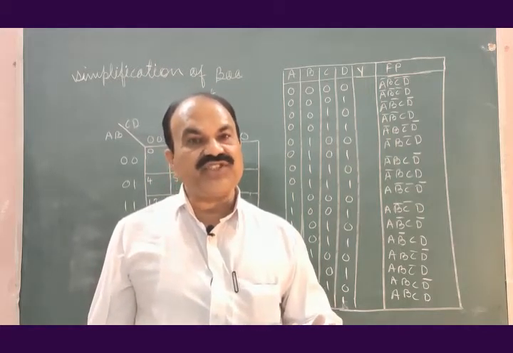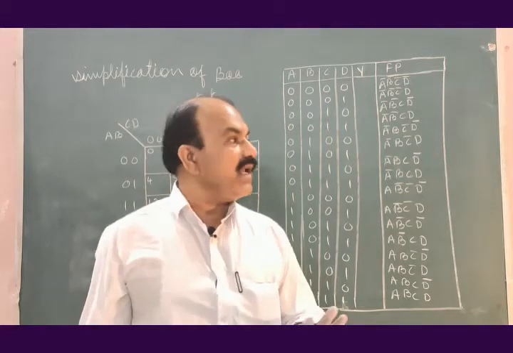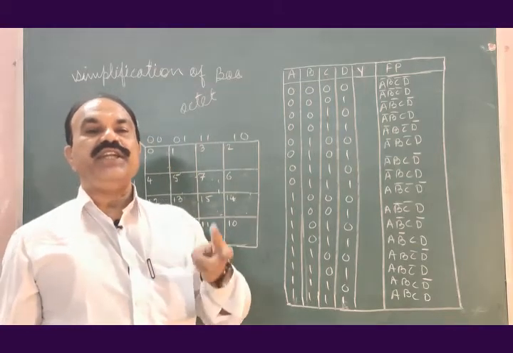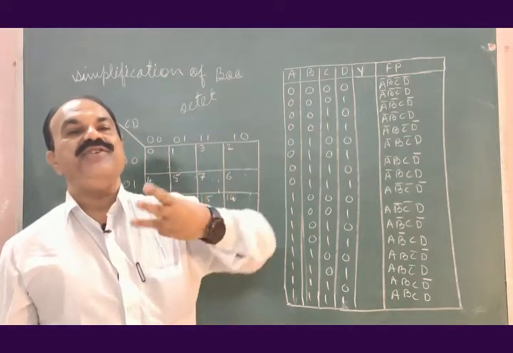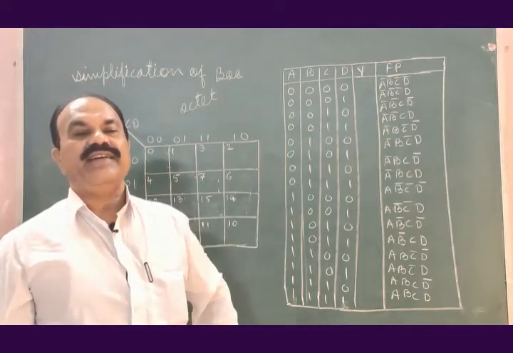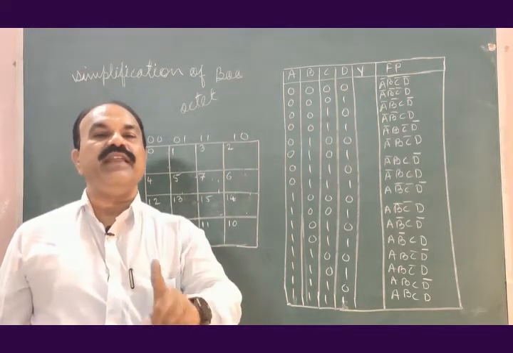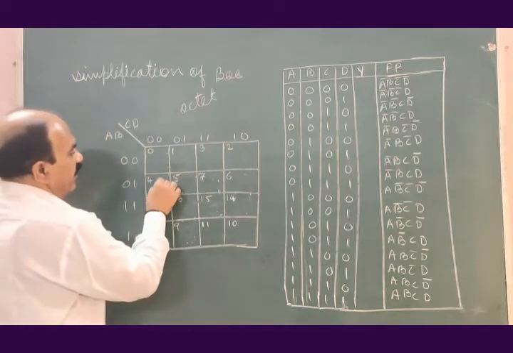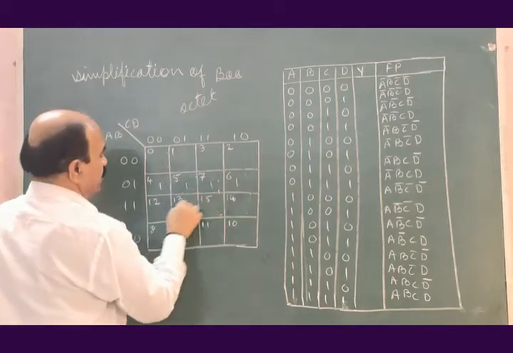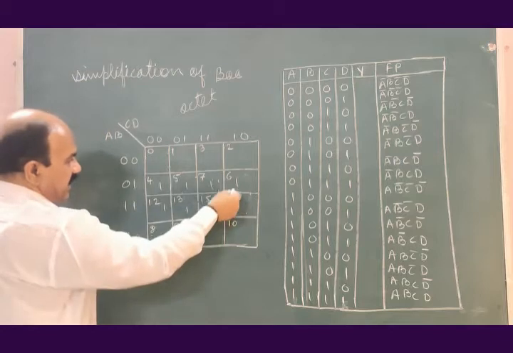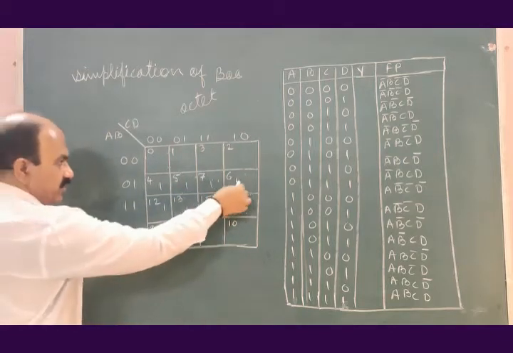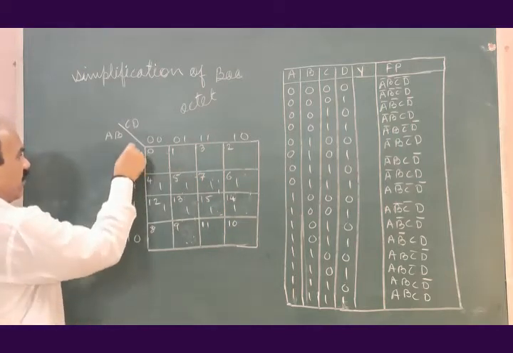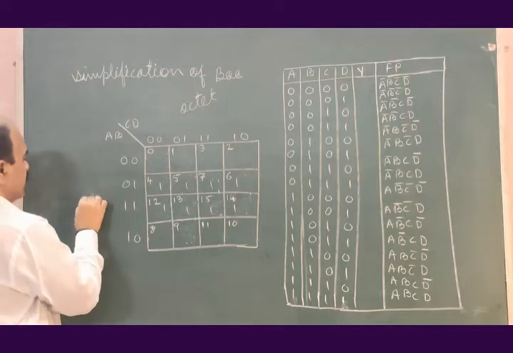A group of these 8 ones is known as an octet, and when we form an octet, 3 variables and their complements will go away, and the SOP form will be represented only by a single variable. For example, if you have ones here, here, here, here, here, here, here, here, it is a group of 8 ones. So let us form a group of these 8 ones. This will change form, it will go away, only B is left.